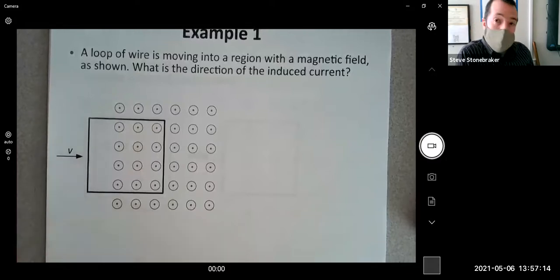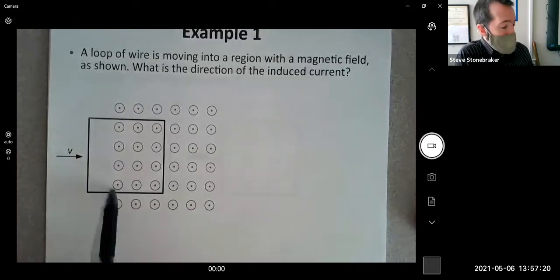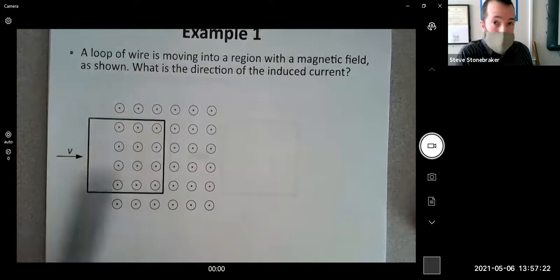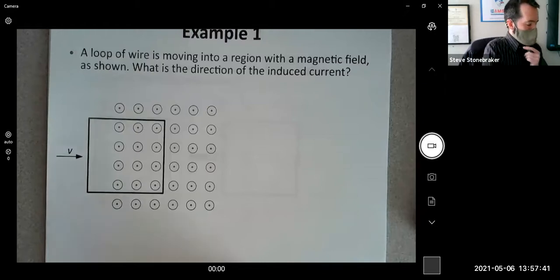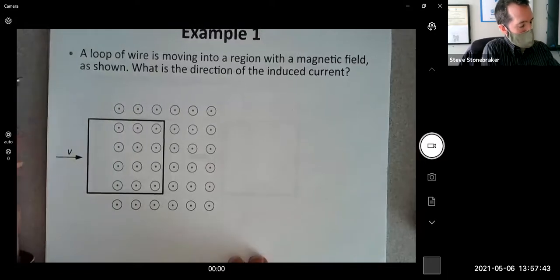So to figure out the direction that the current is going to flow, again, it's not like there's a battery or anything, but we're going to get an induced current flowing either clockwise or counterclockwise here. And there's two different ways that you can try to figure out the direction of the current. You can think about magnetic forces on the charged particles, or you can think about the flux. I think I'm going to do the forces part first.